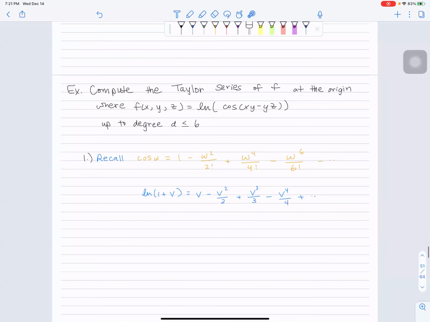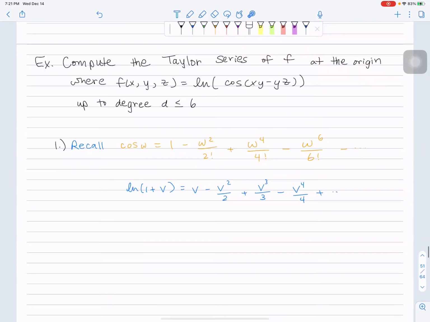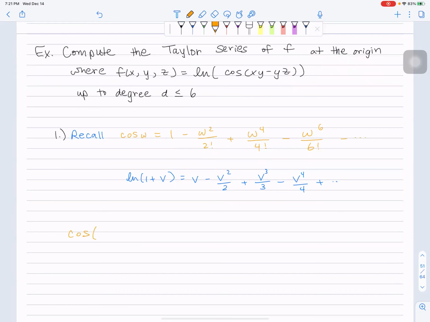And we can manipulate Taylor series, right? So let's say we wanted to find the Taylor series of this thing. Then I first look at the inside, cosine of xy minus yz. What is the actual Taylor series for cosine of any variable? Well, it's this orange thing. So what I want to do is write xy minus yz in there. Everywhere I see a w, I want to write xy minus yz instead. And I can keep doing that.